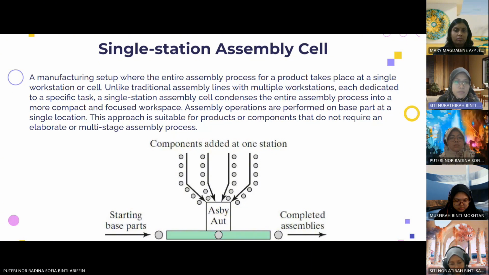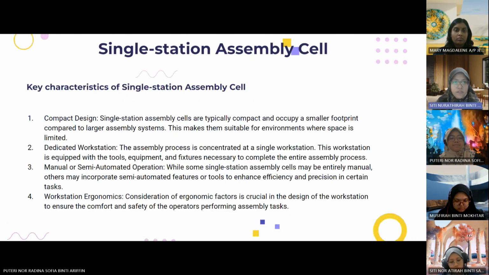Next slide. The key characteristic of single station assembly cell is compact design. Single station assembly cells are typically compact and occupy a smaller footprint compared to larger assembly systems. This makes them suitable for environments where space is limited.